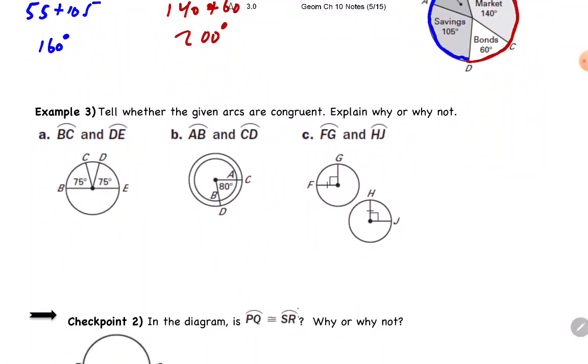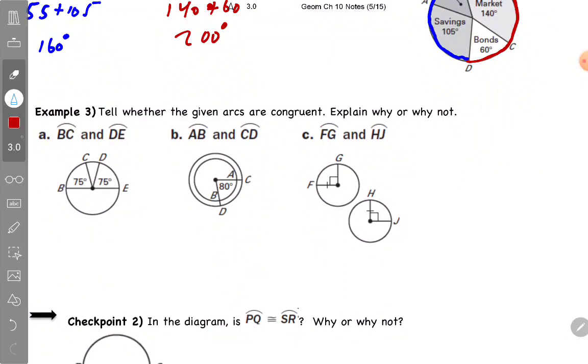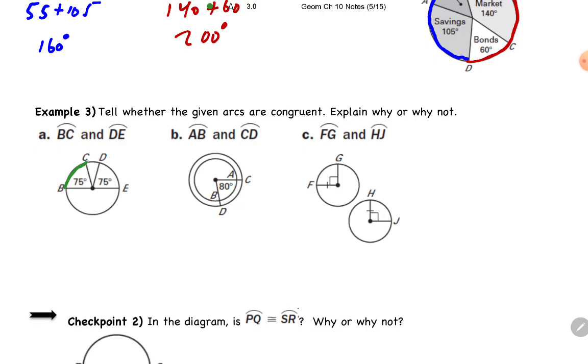Tell whether the given arcs are congruent. Explain why or why not. So they want BC, which is 75, and DE, which is 75. Yes. Both 75 degrees. The arc measures are both 75 degrees.